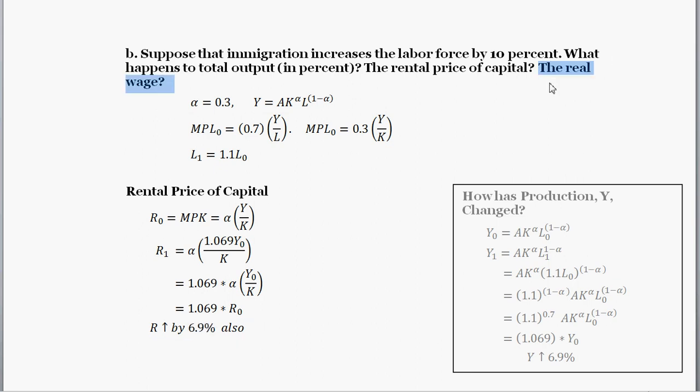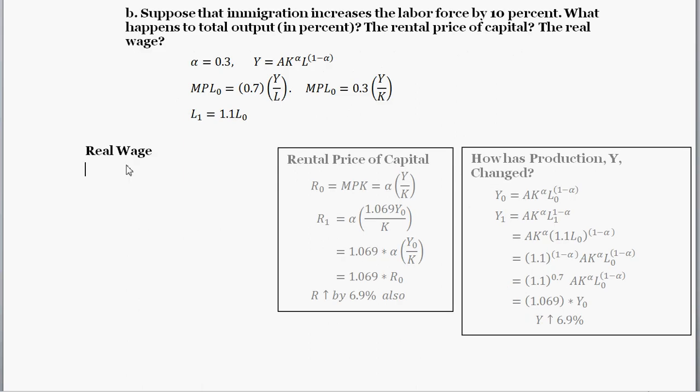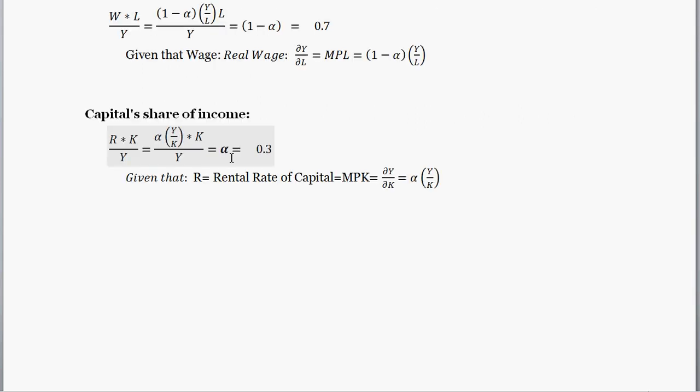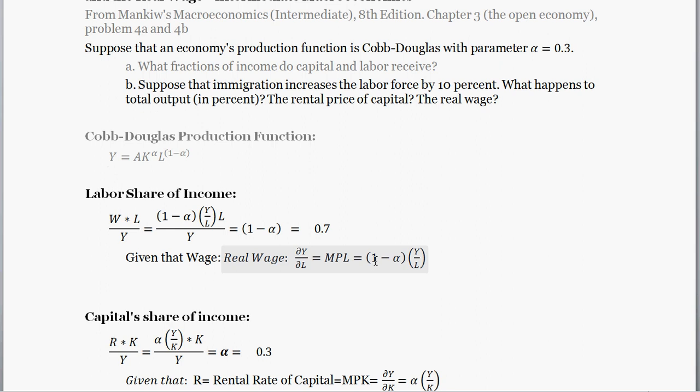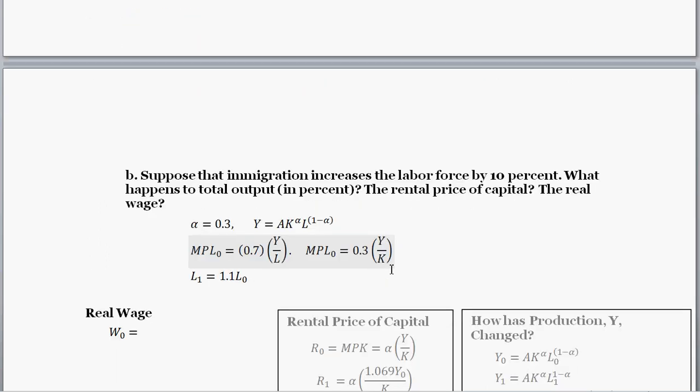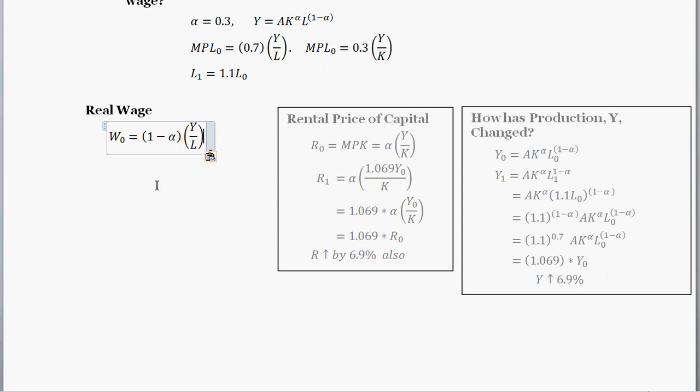Lastly, we're going to do the real wage now. So initially, real wages we found were equal to this equation. And now new wages are going to be equal to old wages with these new levels for output and labor. So you have 1 minus alpha, Y is now y sub 1, and labor is now labor sub 1.